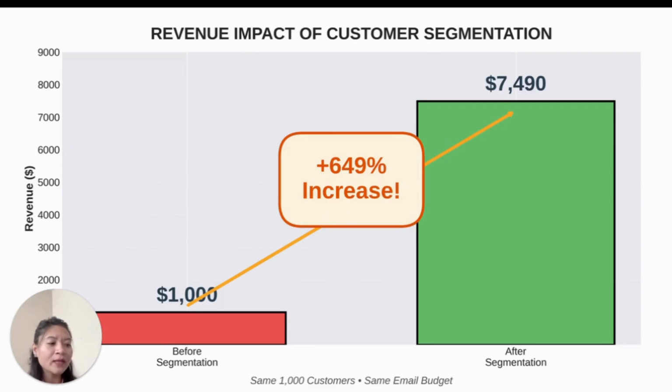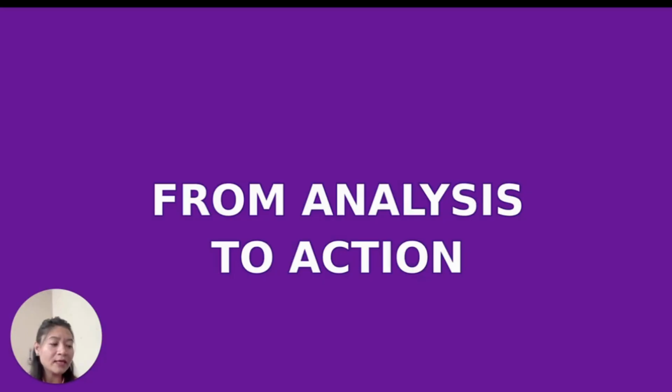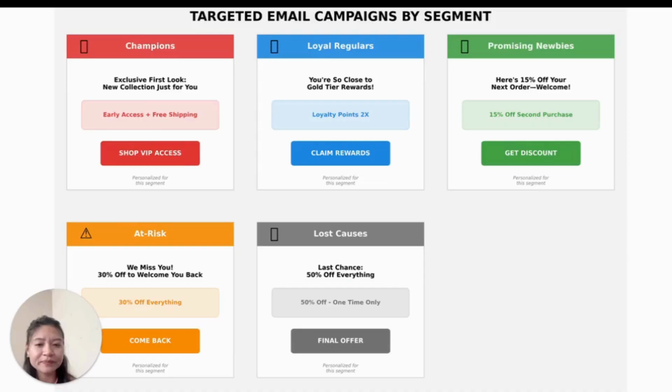to the right people. Let me give you the specific campaign examples for each segment. So for champions, email subject would be exclusive first look, new collection just for you, offer early access, VIP treatment, thank them for loyalty, and the goal would be maintain relationship, encourage continued spending. For loyal regulars, email subjects would be you are so close to your goal, tie rewards, show progress toward next loyalty level, highlight benefits.